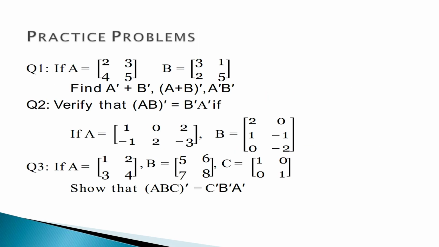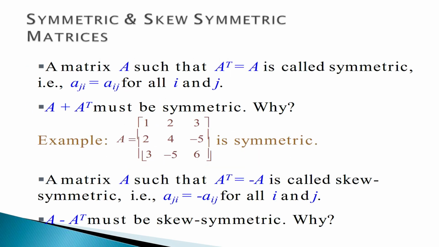This is a practice problem. Suppose here is a problem to work out. Suppose A is the matrix 2, 3, 4, 5 and B is the matrix 3, 1, 2, 5. Then find A dash, B dash, A plus B dash. Verify that A B dash is equal to B dash A dash, if A is a matrix and B is a matrix. Similarly, if A, B, C are three matrices, we can verify that A B C dash becomes C dash B dash A dash. Now we work out the problem 1.